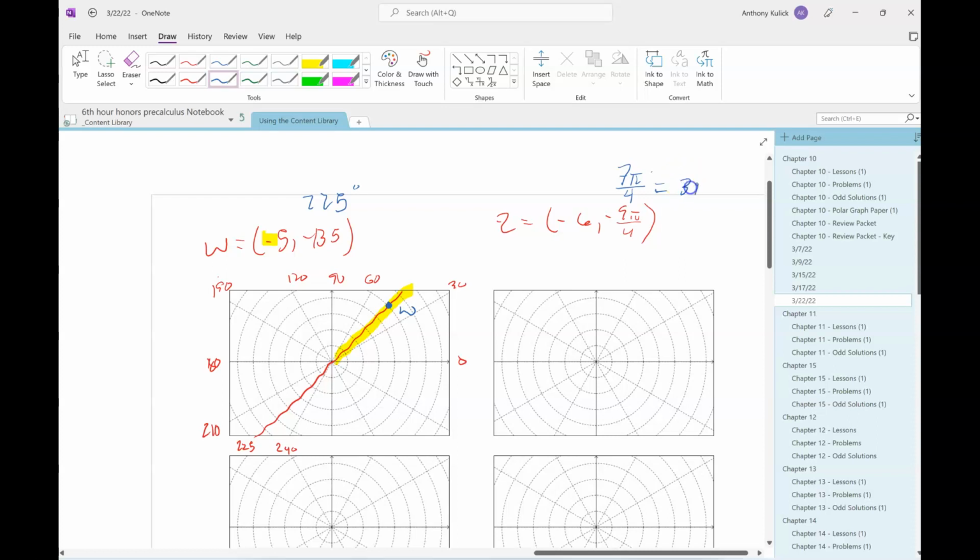So that's 315. So let's see. This was 270, 300, 330. So 315 is like right in there. But we're negative on the r, so I know that I'm going to flip it across. And then we're counting 6 circles down: 1, 2, 3, 4, 5, 6.